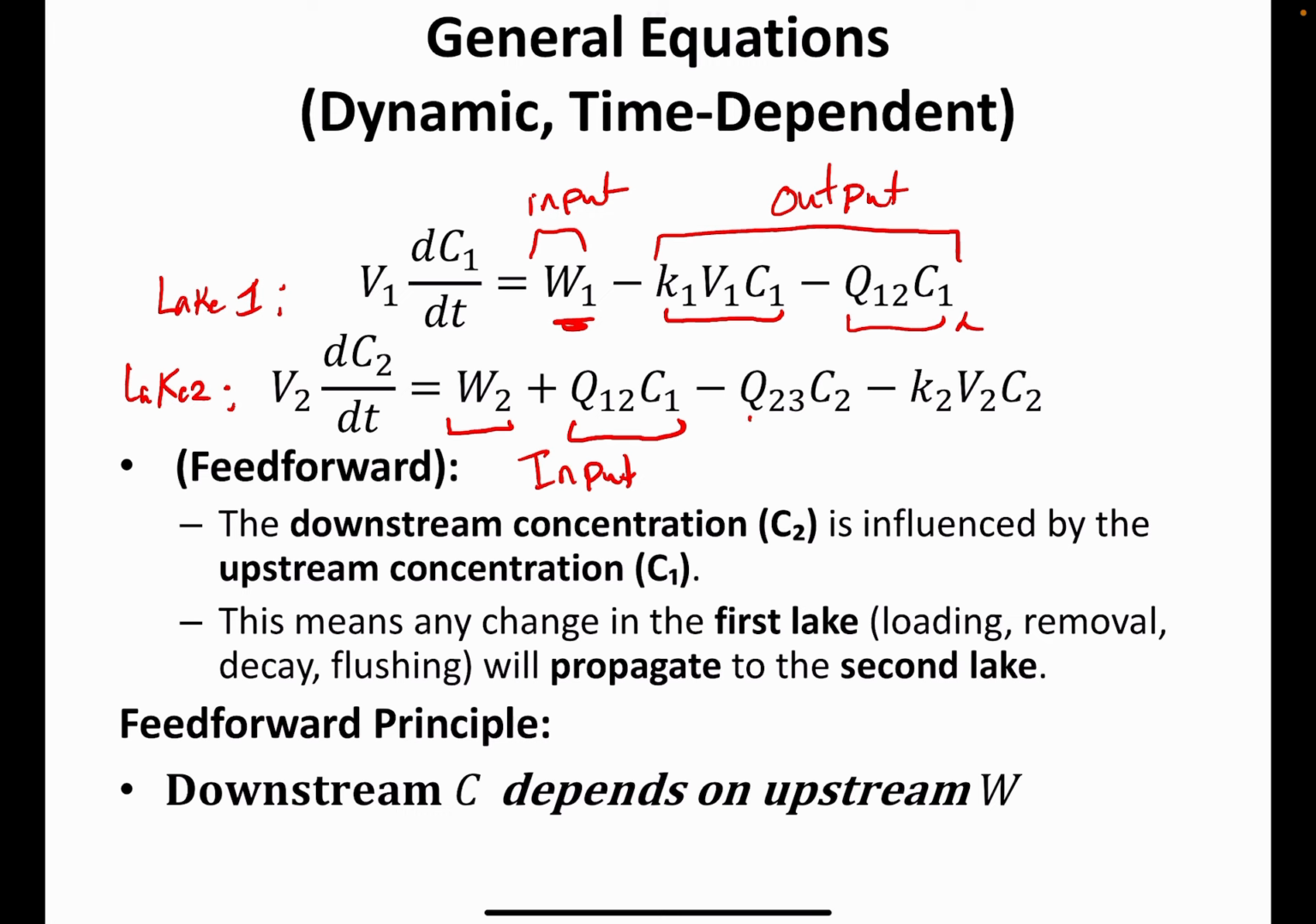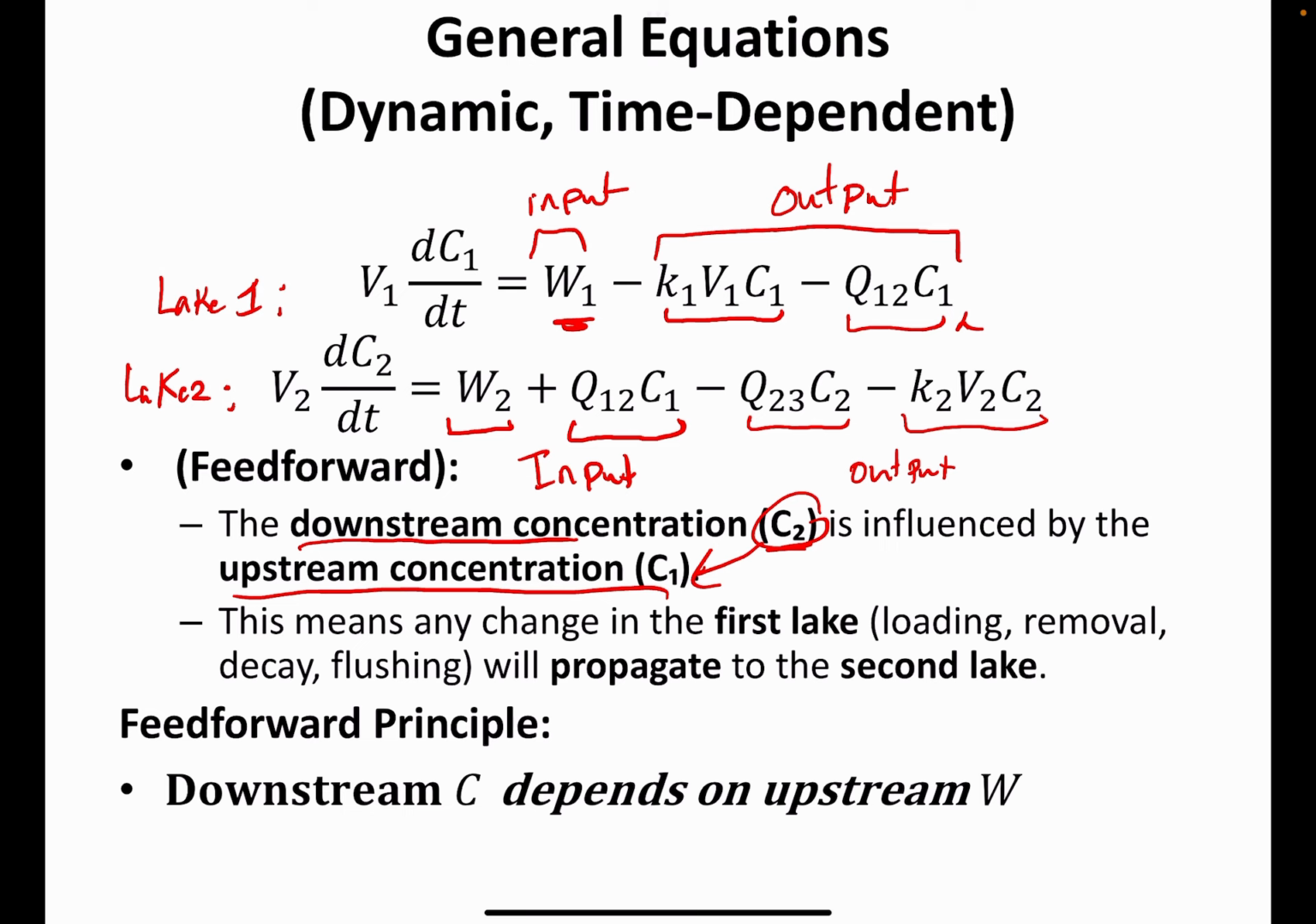And of course, minus the leaving flow of lake 2, Q23 times C2, and the decay of lake number 2, K2 V2 C2. Both of these are outputs. Okay, so now we can see that in the feed-forward system, the downstream concentration C2 is really influenced by the upstream concentration C1. So C2 is directly related to C1.